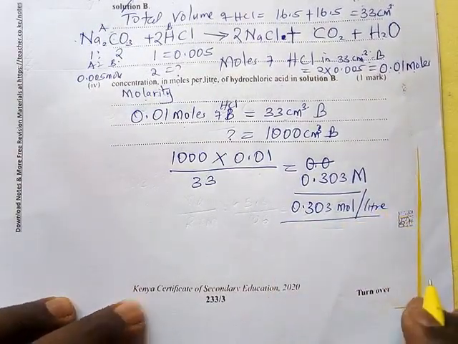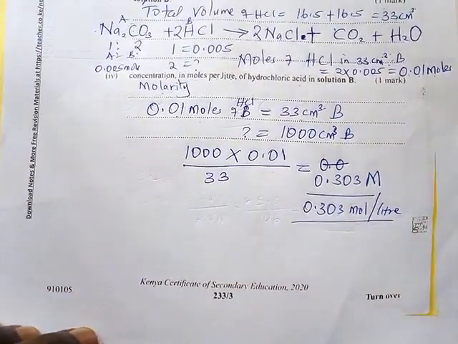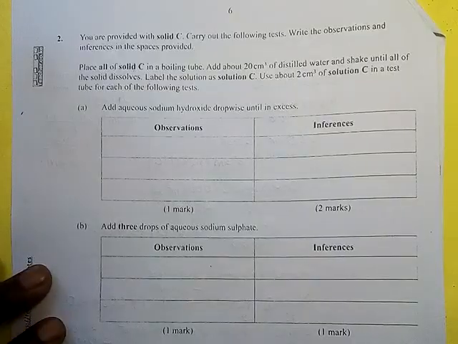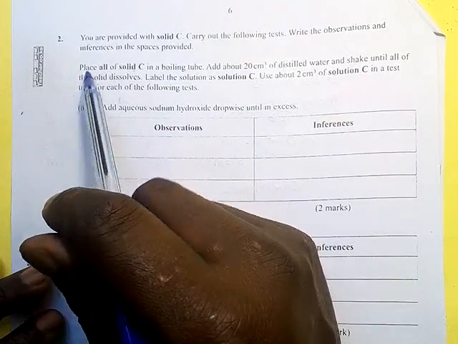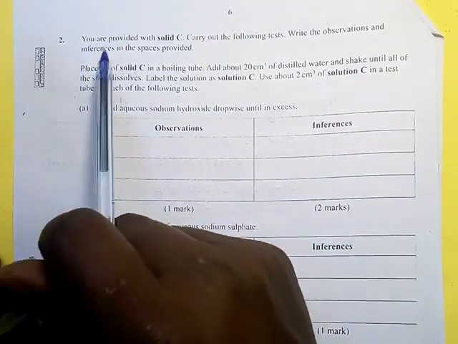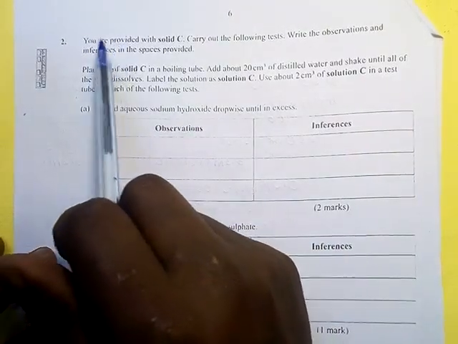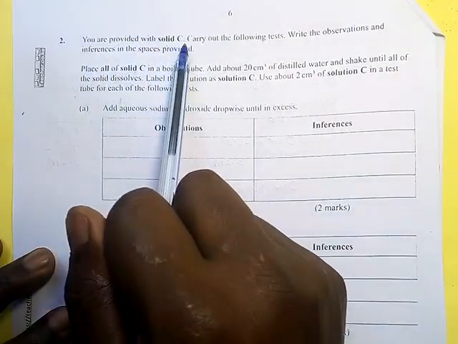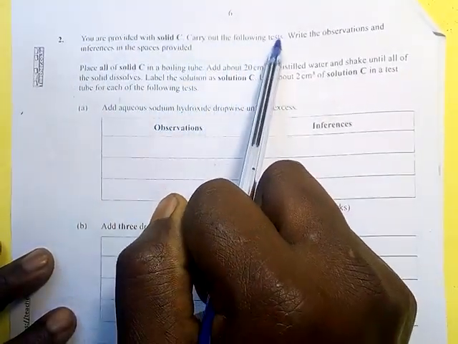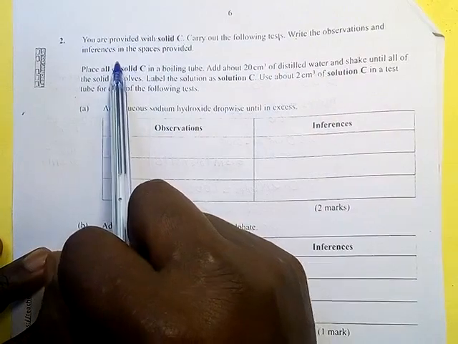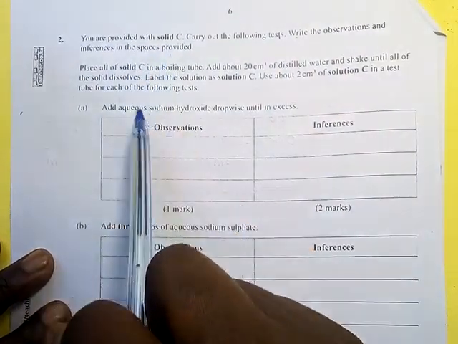Mole per liter. Now allow me to take you through the qualitative part of it. You are provided, that's question 2, you are provided with solid C, carry out the following test, write the observations and inferences in the spaces provided.